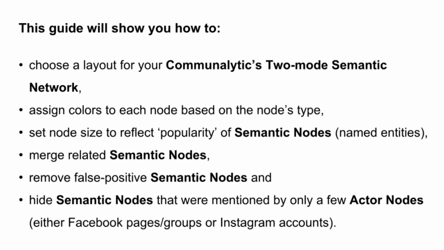This guide will show you how to choose a layout for your Communalytic Two-Mode Semantic Network. Assign colors to each node based on the node's type. Set node size to reflect popularity of semantic nodes, named entities. Merge related semantic nodes. Remove false positive semantic nodes. And hide semantic nodes that were mentioned by only a few actor nodes, either Facebook pages/groups or Instagram accounts. These steps will help you reduce the clutter and complexity of the resulting visualization and, in turn, allow you to focus your attention on other features of the network.